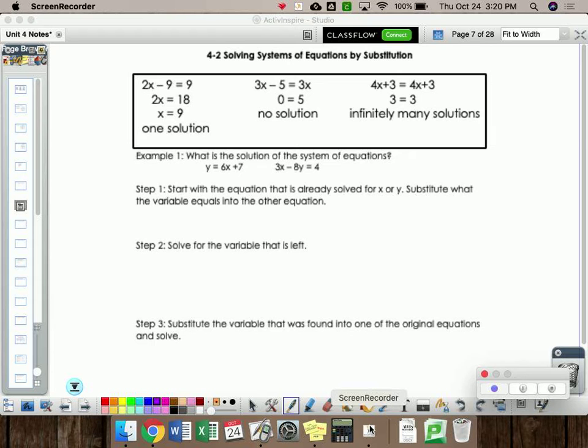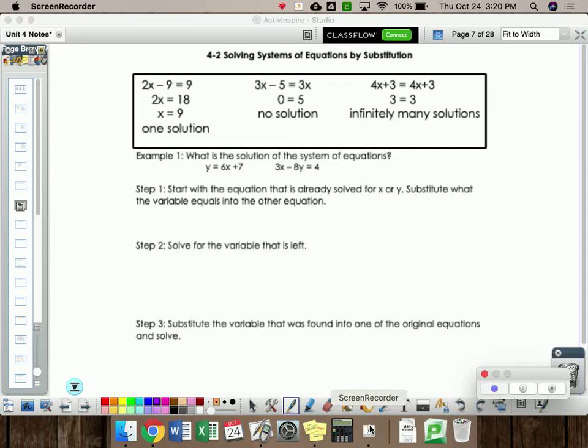Solving systems of equations by substitution. So we're going to solve using a new method. We talked about solving these systems of equations using graphing, but now we're going to talk about a different method. I would say the best time to use graphing is when both of your equations are in y equals mx plus b.